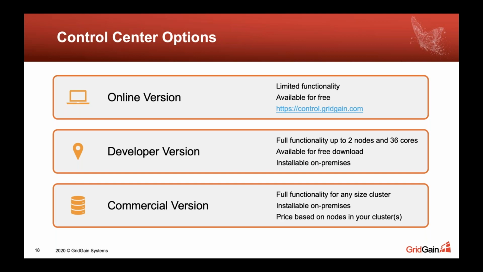And then we have two downloadable versions. We have the free developer version that you can download either as a zip or as Docker images, and that has a node limitation. And then we have our commercial edition, which is more for production monitoring on premise, and that uses per node pricing. And you have full control over these downloadable versions.